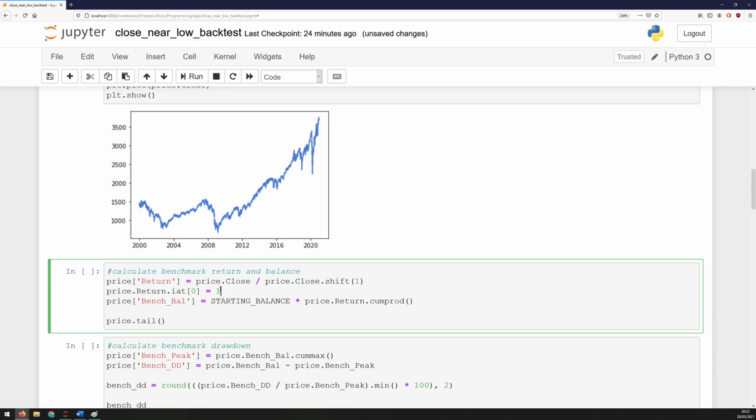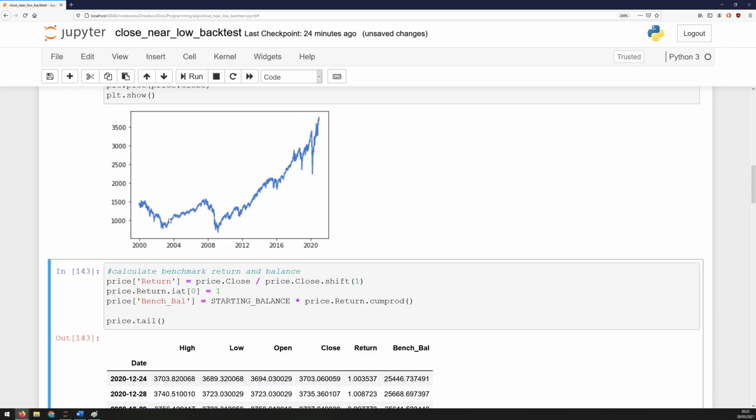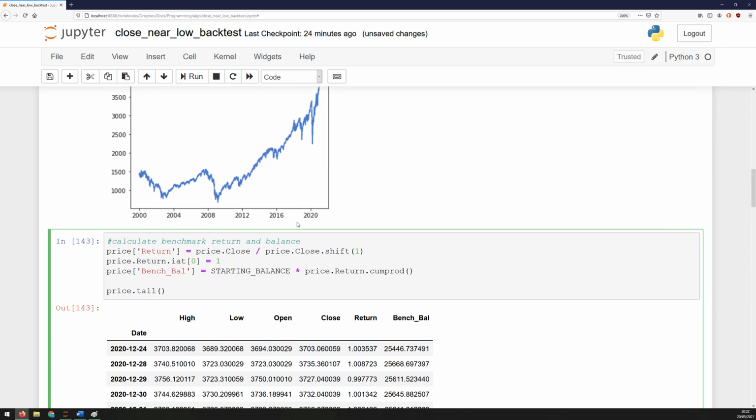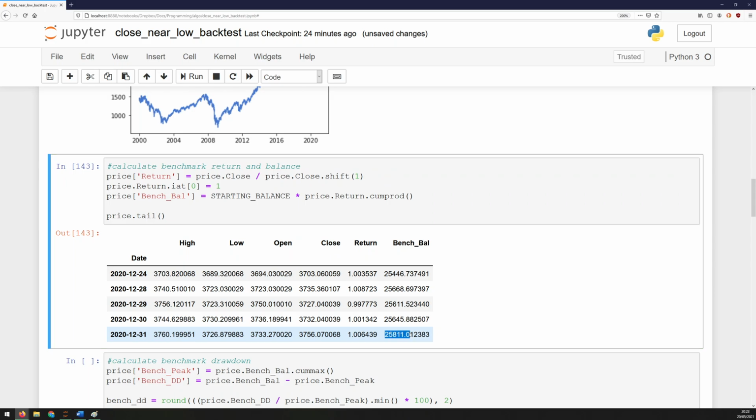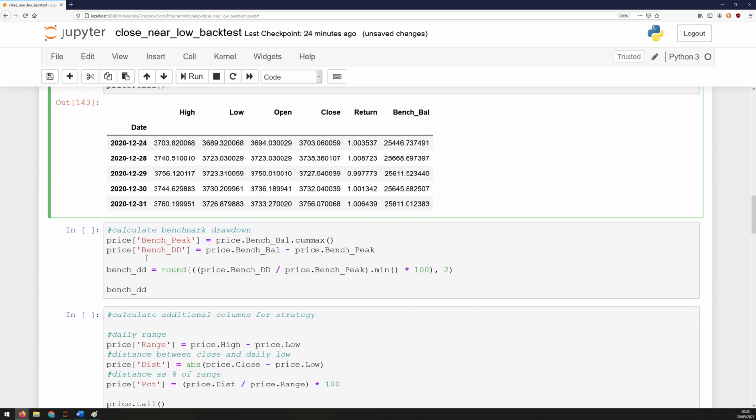Next, I need to know some of the benchmark metrics. So first of all, I want to know how much day-to-day this is returning. So I just take today's close divided by yesterday's close. That tells me how much has changed every day since the start to the end of the sample. And then I can use that together with that starting balance of 10,000 to work out how much the balance would be every single day. So if you bought on day one, what would you have on the last day? And that's showing here that it grows to 25,811. So that gives me the increase.